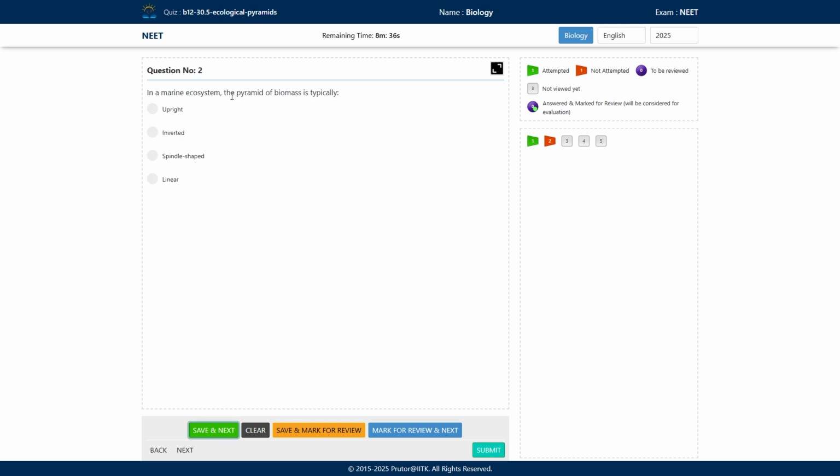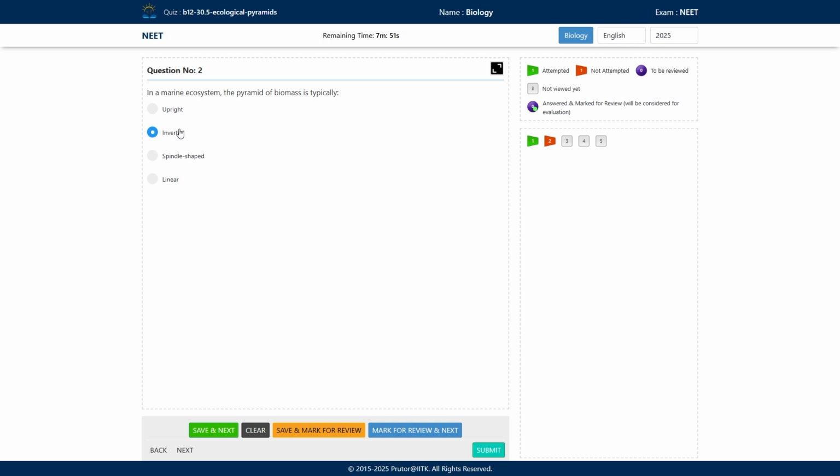Next one, in marine ecosystem, the pyramid of biomass is typically upright, inverted, spindle-shaped, or linear. What will be the correct answer? Answer will be option number B, inverted. So in the case of aquatic ecosystem, the pyramid of biomass is inverted because the biomass of phytoplankton is less as compared to the zooplankton and the other consumers.